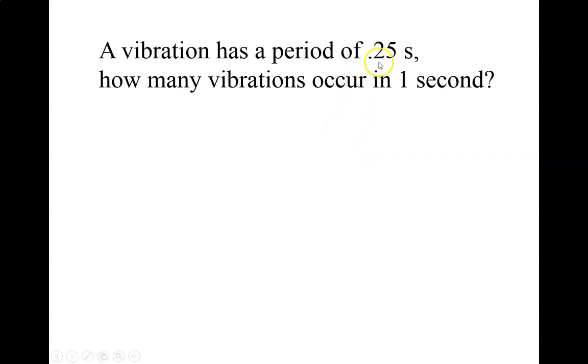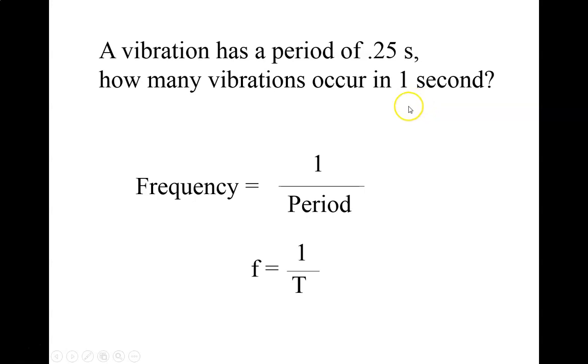If a wave has a period of 0.25 seconds, that means it takes a fourth of a second for a wave to pass by a fixed point. How many vibrations are going to pass by that point in 1 second? If it takes a fourth of a second, I'm going to be able to fit 4 of them passing through there in that same second. So what we really did there is we just took the inverse. So the frequency is equal to the inverse of the period.